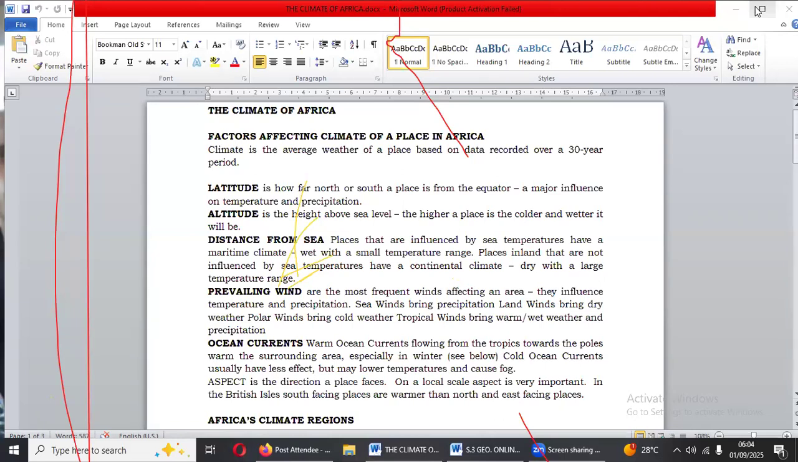Then we have prevailing winds. Someone was able to give out a point about wind, but did not explain it very well. The boys were able to give out their points, but most of their points were left hanging, not more explained. So we said the most frequent winds affecting the area influence temperature and precipitation.